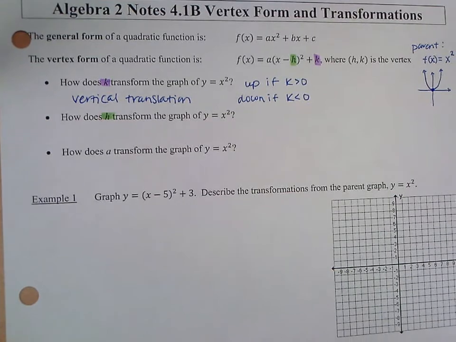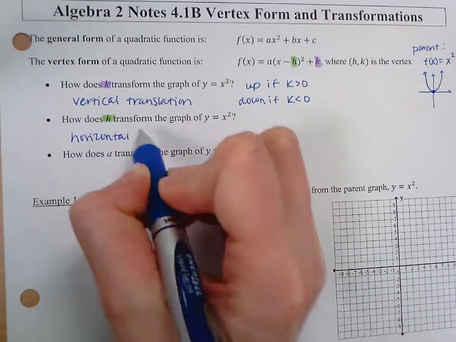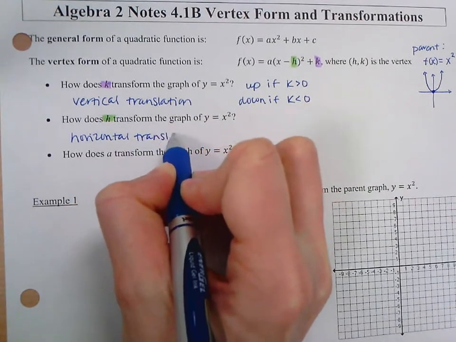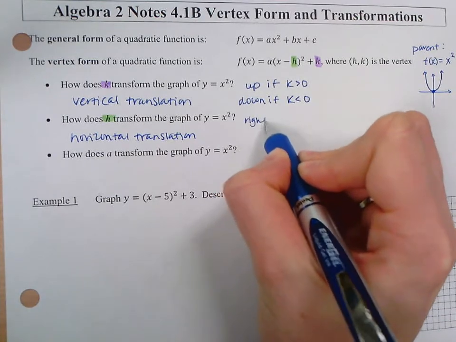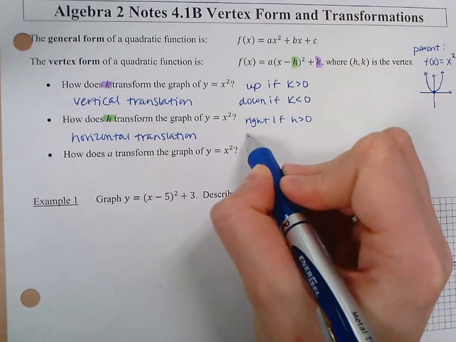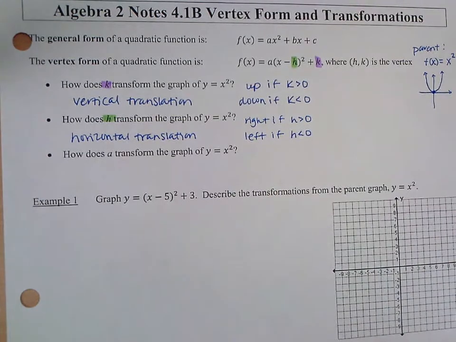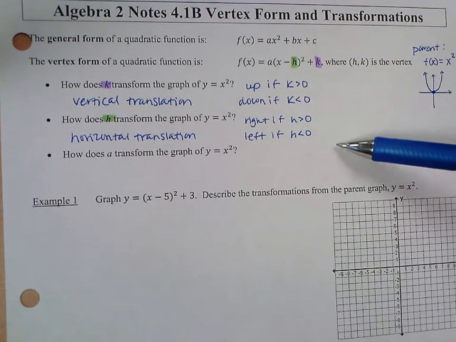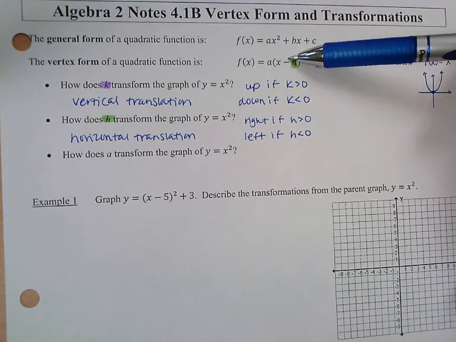All right, so going back to here, h is a horizontal translation. It moves it to the right if h is positive, so greater than 0. It moves it to the left if h is negative, or less than 0. I do want to show you one additional thing with the h, what it would look like in the formula, because in the formula it's x minus h.